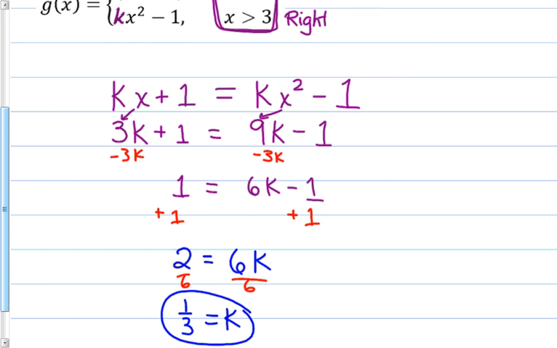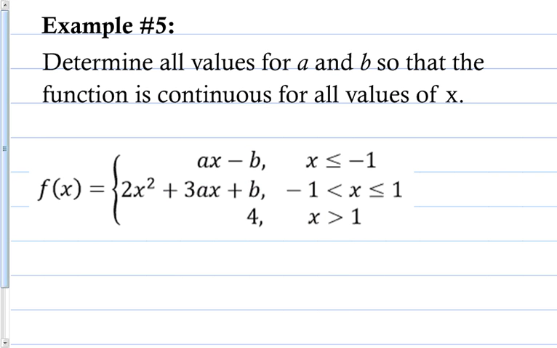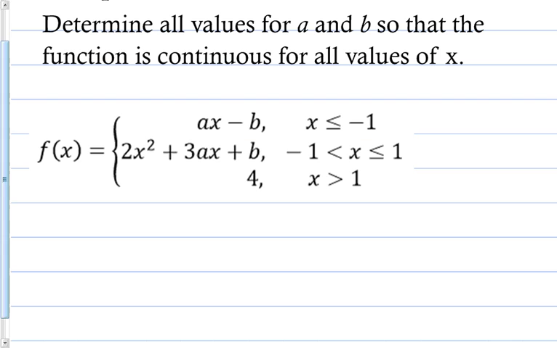This example is just like example 4, only if you look at the piecewise function, it grew. I have 3 pieces now instead of just 2. It's the exact same idea, only this is going to involve systems of equations, and I have a left and a right, but then I have another left and a right. So it says determine all values for a and b so that the function is continuous for all values of x.